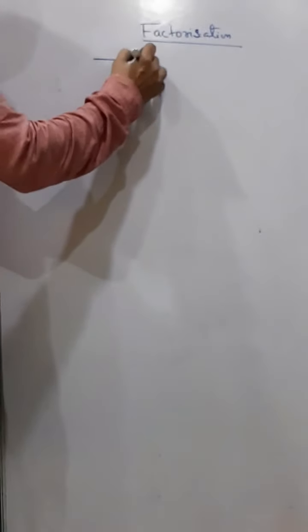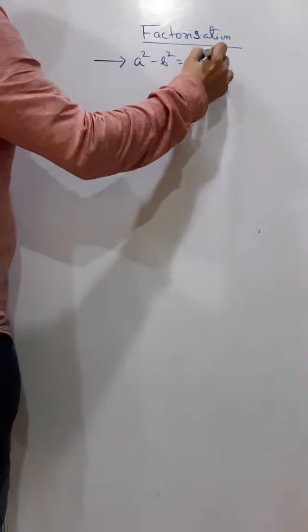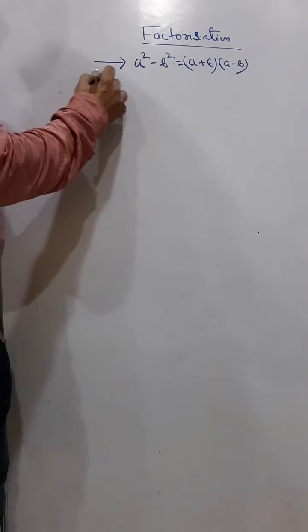Okay, we'll start factorization today. Now in our ICSE syllabus, it is given that factorization we'll do in this form. The first form is a square minus b square is equal to a plus b into a minus b. So this is the first form of factorization.